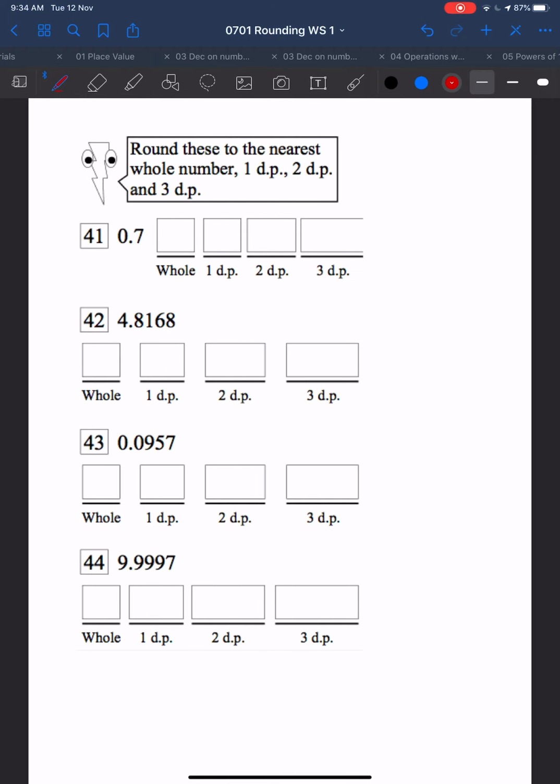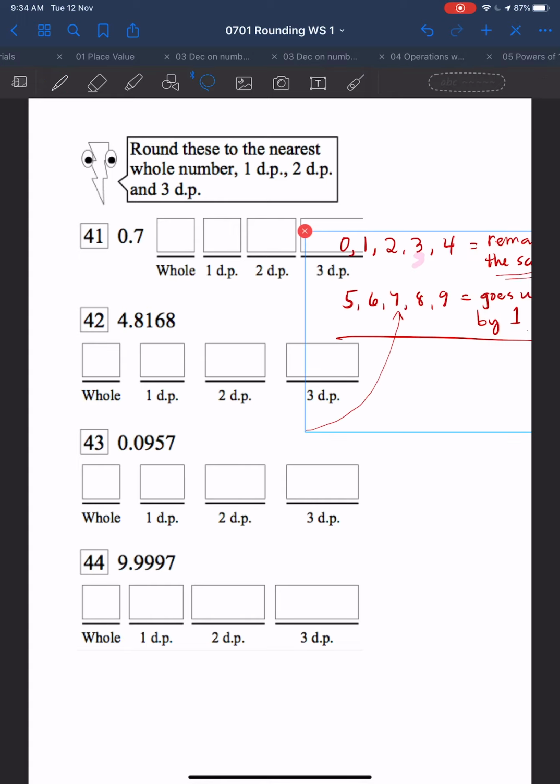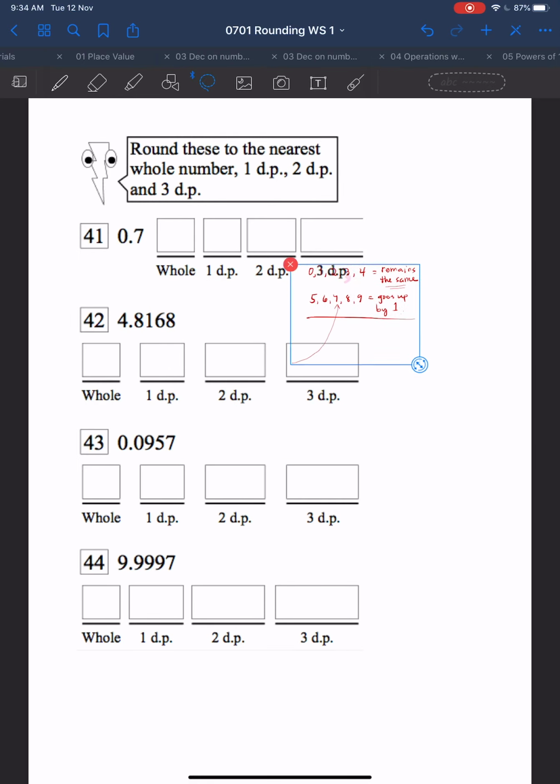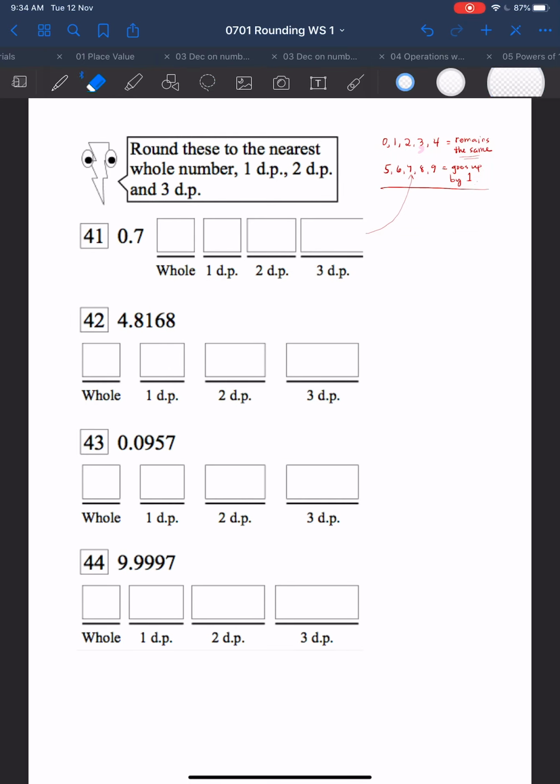And this one. Now, there are several students who approached me and got a little bit confused with this one. So let's go over this. Let's put our cheat sheet over here. Let me just erase the tail of that arrow. Now it says round to the nearest whole number, 1 decimal point, 2 decimal points, and 3 decimal points. So it's a bit tricky because you needed to round to the whole, 1 dp, 2 dp, and 3 dp. So let's do this.